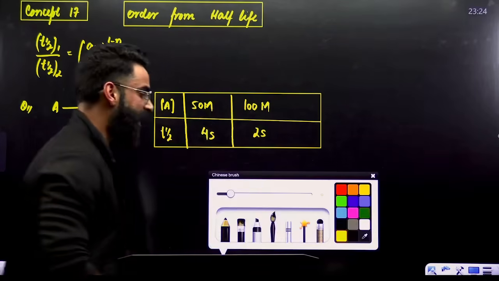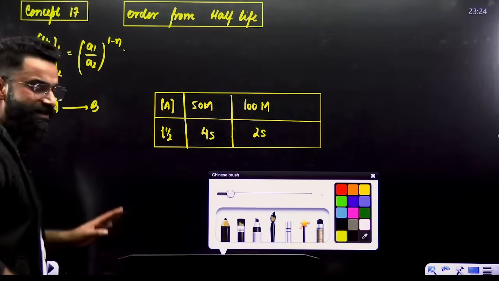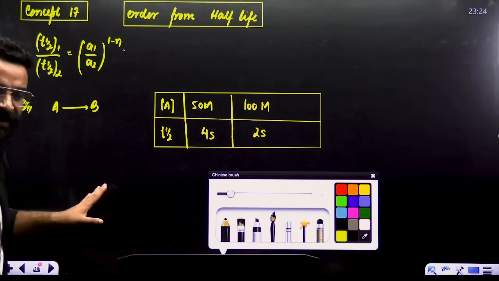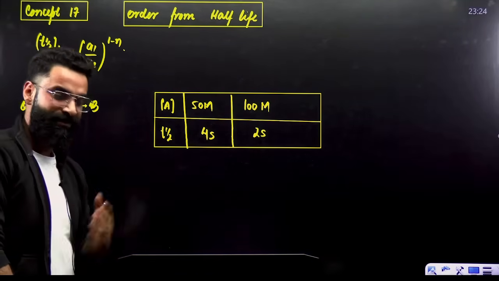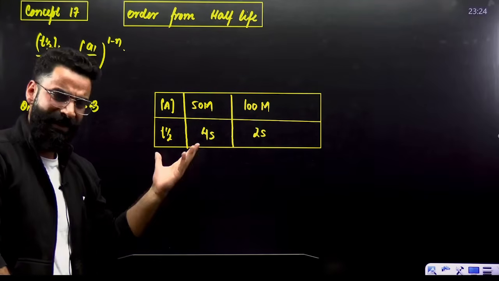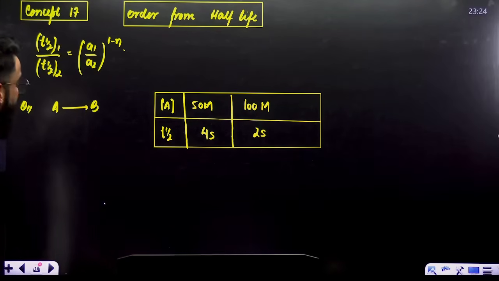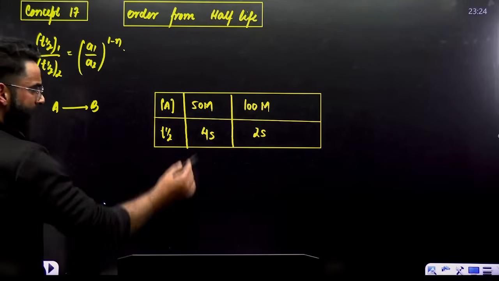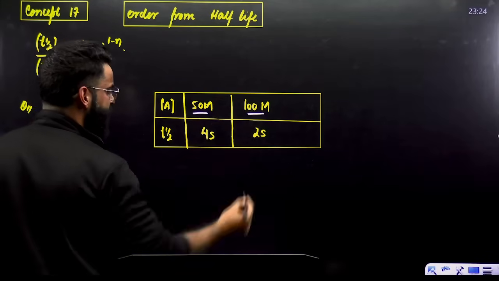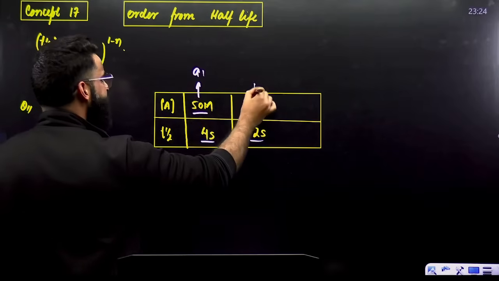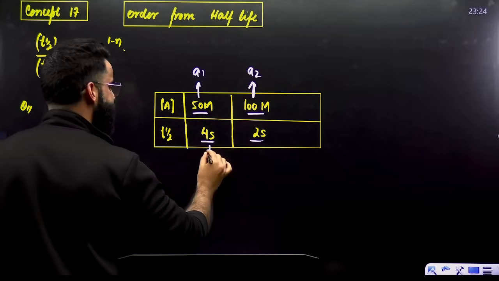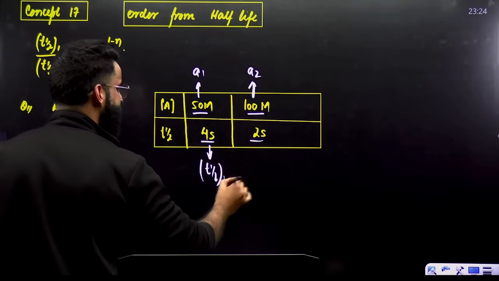Now, order from half-life. This is the typical question, my dear students, which is asked in the NEET examination nowadays. Basically, these sort of questions are asked in the JEE examination, but they can copy it in the NEET as well because it's a pretty simple question. See, how do we have to do this sort of question? My dear students, the concentration of reactant is given. Half-life is also given. Let me call this A1, this A2, this T half 1, and this T half 2.